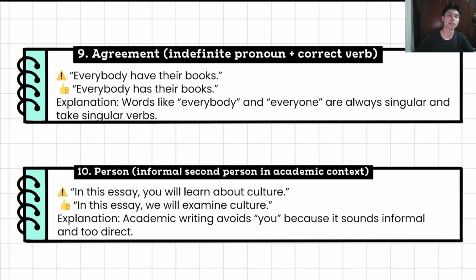Error number 9, in this case, indefinite pronouns like everybody, everyone, or someone are always singular. A common mistake is "everybody have their books." It should be "everybody has their books" because these words sound plural, but grammatically they are singular.